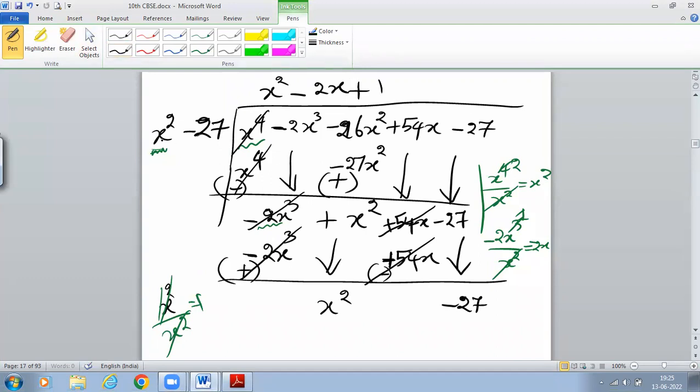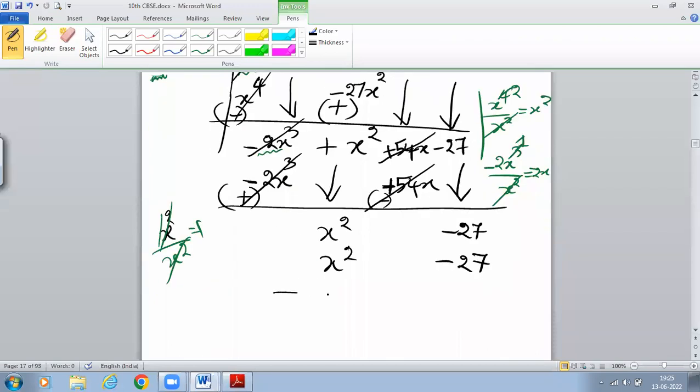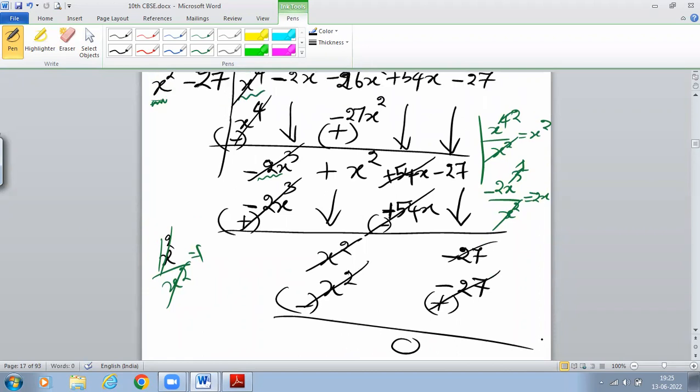Now we have to multiply the first term of the divisor with plus 1. So x square into 1 is x square. And likewise, minus 27 into plus 1 is minus 27. Now we have to subtract. While subtracting, we have to change the sign. This is plus, so plus becomes minus, and here it is minus, minus becomes plus. Now x square minus x square gets cancelled. Minus 27 plus 27 gets cancelled. The final remainder is 0.